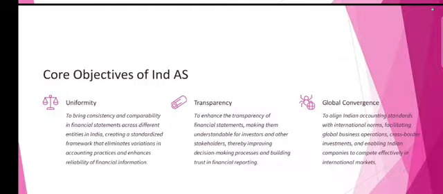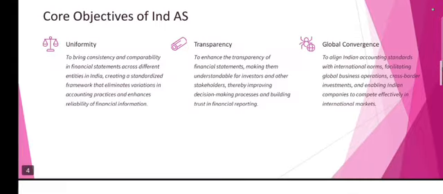To align practices with international norms, facilitating global business operations, cross border investment, and enabling Indian companies to compete effectively in the international market. So, align Indian practices with international norms for better global business opportunities. Those are the three basic objectives. So once again, let's recall. The core objective of Ind AS is uniformity, transparency, and global convergence.